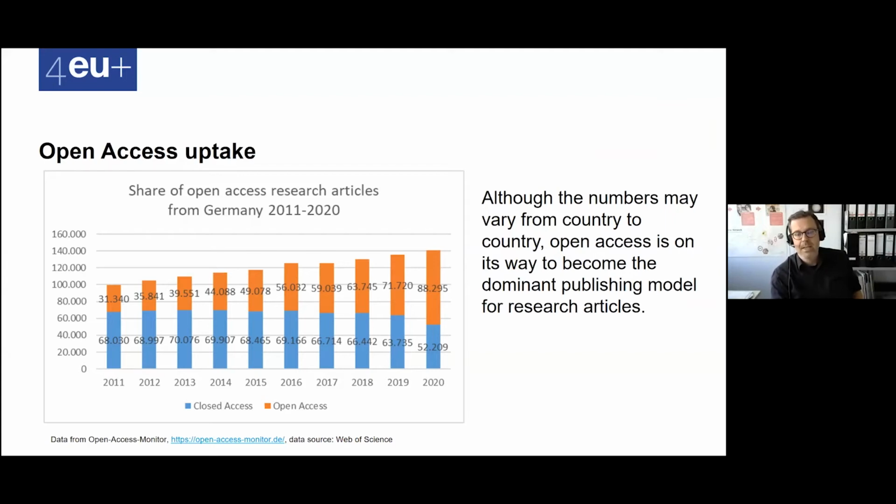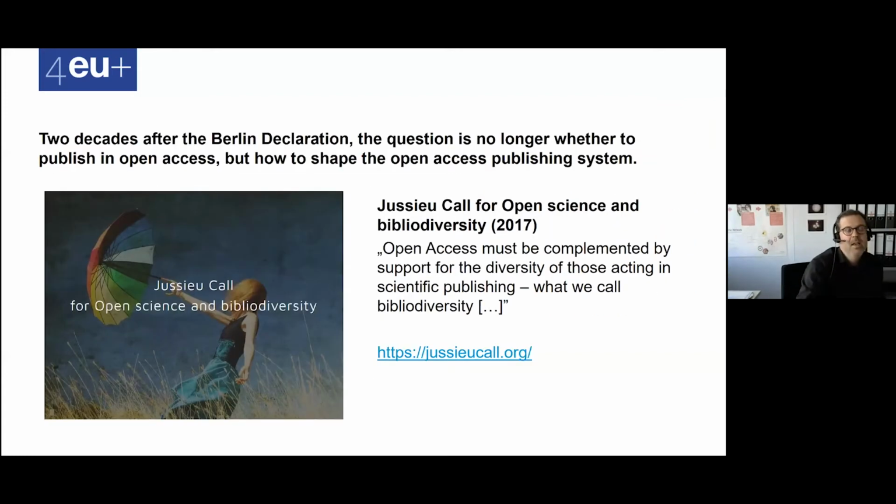So it is the case now that open access is on its way to become the dominant publishing model, at least for research articles. And that brings us to the question that when it goes to the future of scholarly publishing, it is not the question any longer whether we want or we will publish open access or not. This case is already decided. So the future of scholarly publishing will be open access publishing.